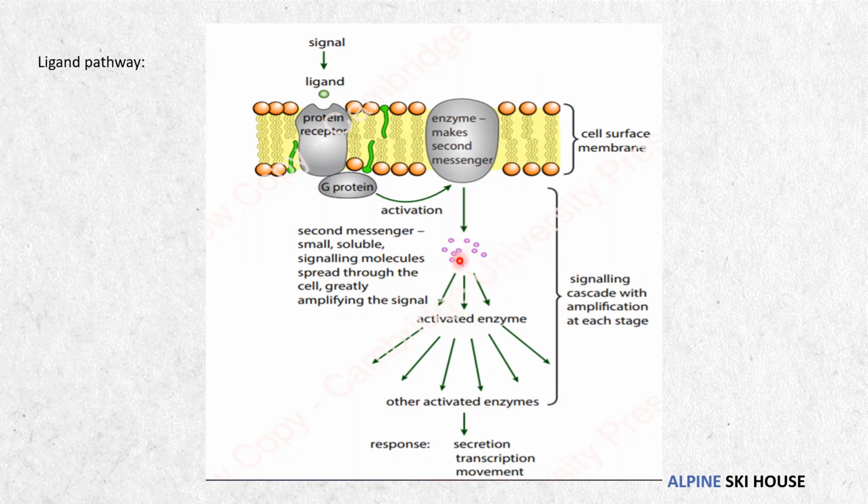Now a cascade occurs. What is a cascade? It's like a rolling ball in snow. One molecule will lead to another, will lead to another, will lead to another. As soon as this enzyme is activated, it's going to make more molecules and more molecules. Eventually, so many molecules are made that a huge response takes place very quickly. Compared to a hydrophobic molecule, where just one molecule would diffuse in and lead to secretion, transcription, and movement, here a cascade of response occurs thanks to the ligand.